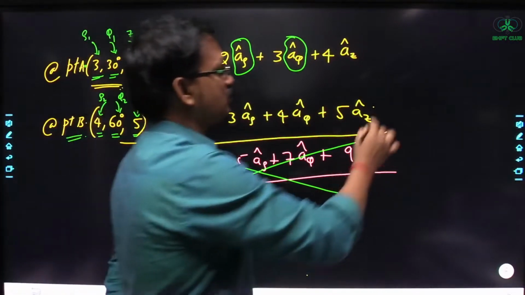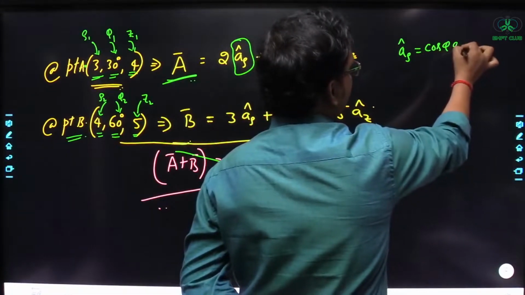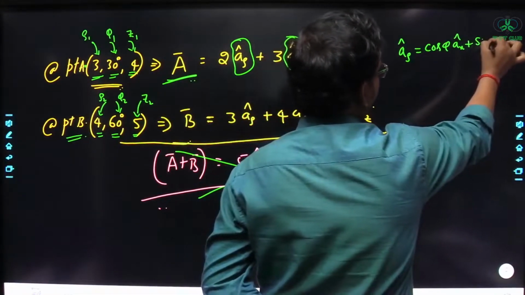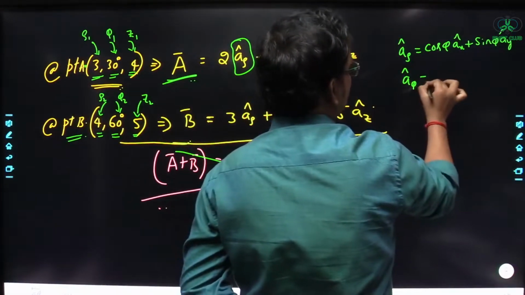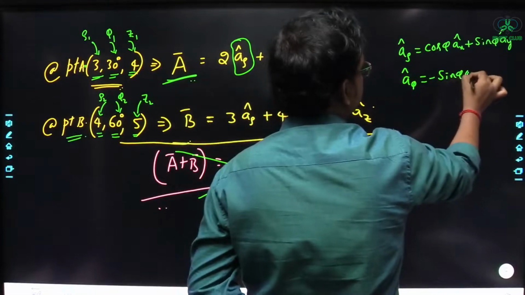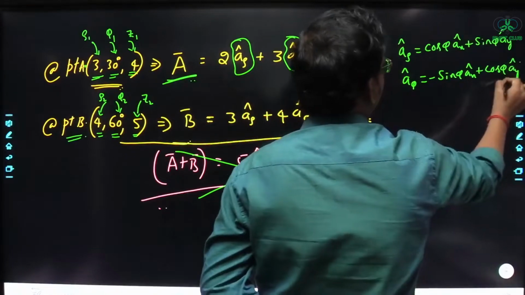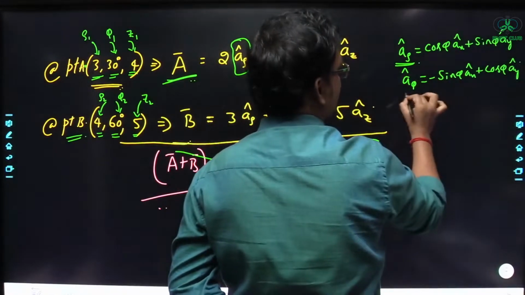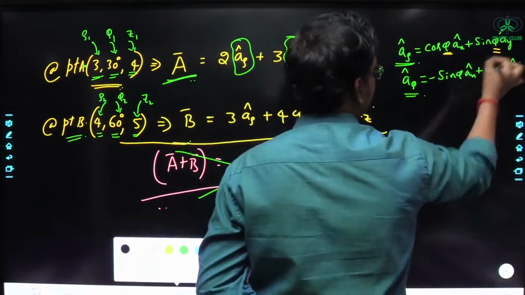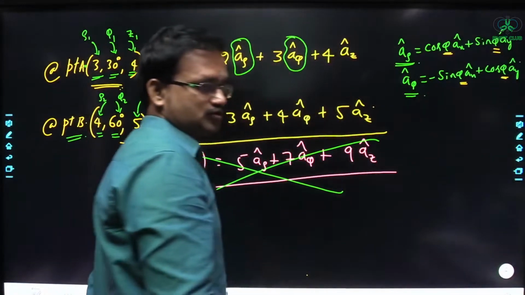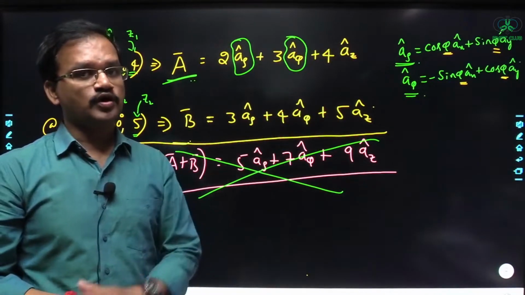We know that a_ρ cap is equal to cos phi a_x cap plus sin phi a_y cap, whereas a_φ cap is equal to minus sin phi a_x cap plus cos phi a_y cap. So the directions of a_ρ cap and a_φ cap depend upon phi values. As the phi value changes, the direction of a_ρ cap and a_φ cap also changes.